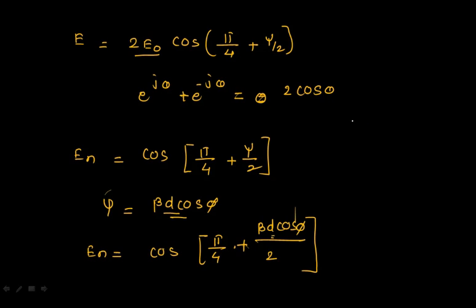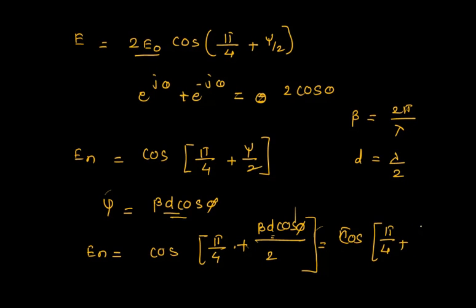As we know, our beta is nothing but the phase constant, which is 2 pi by lambda. So if you put the distance as lambda by 2, what will happen? Whenever I put a distance of lambda by 2, I'll put the value of the phase constant. So cos of pi by 4 plus beta, which is 2 pi by lambda, then this distance is lambda by 2, cos of phi, and already you have a 2 here, so you can multiply it with the 2. So 2 will get cancelled, lambda will get cancelled, and you will have this kind of structure.